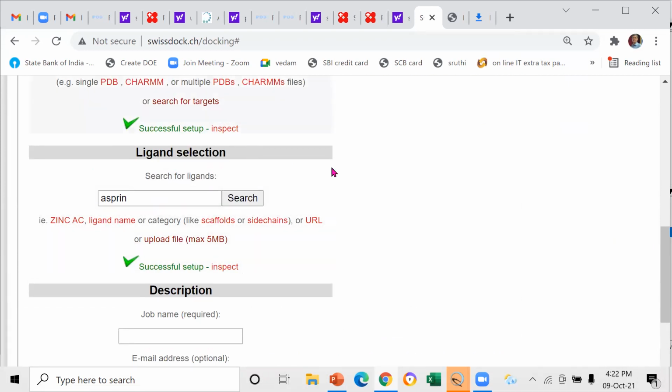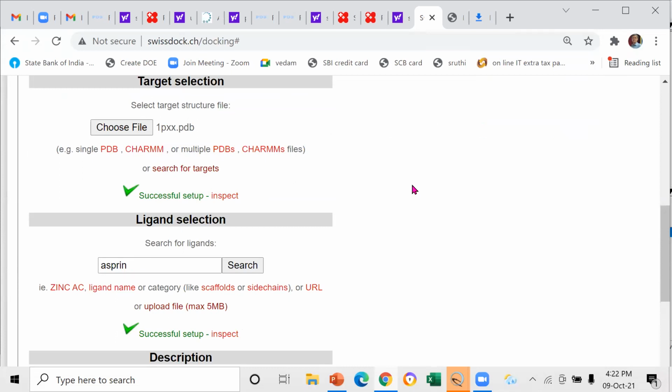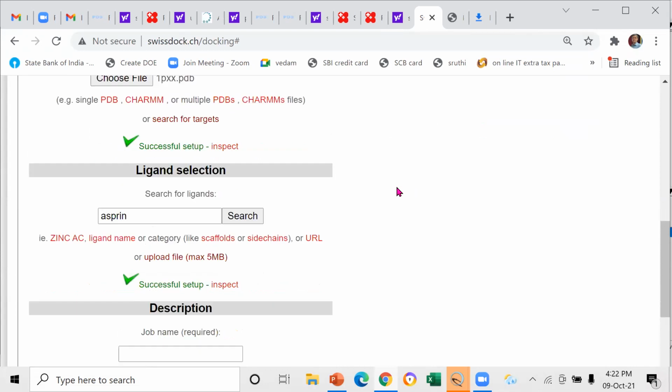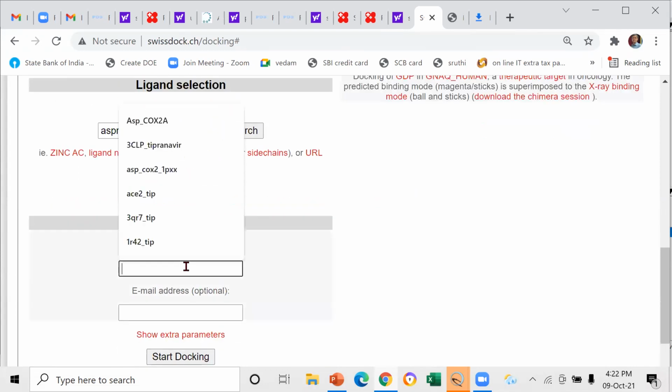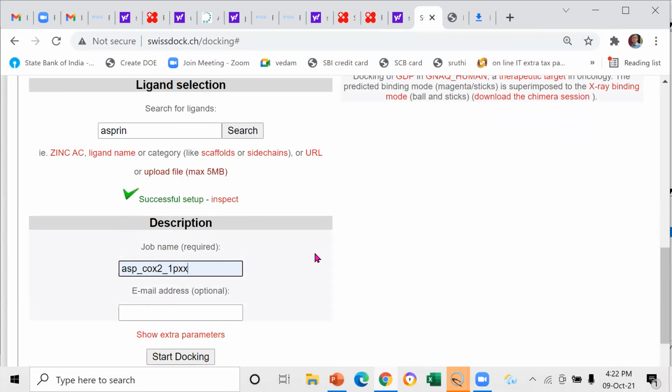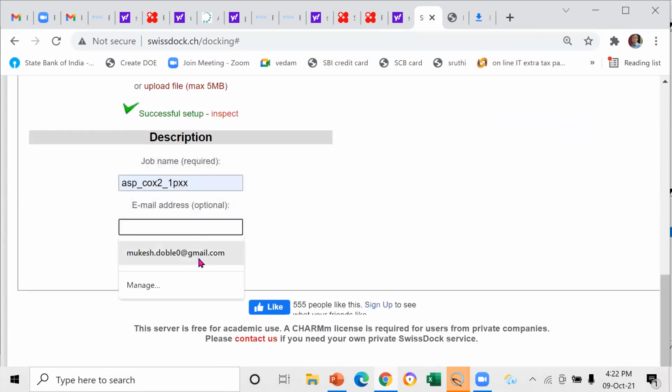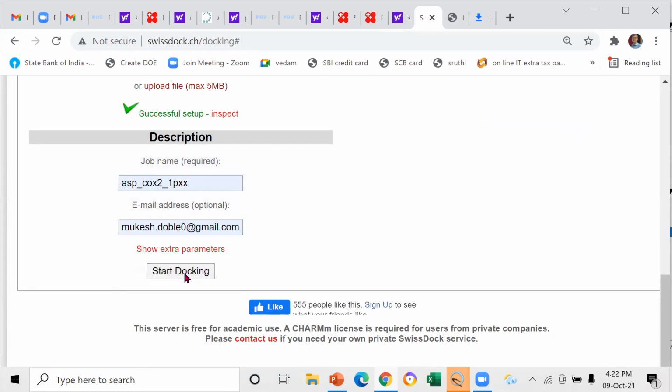Can you see this? The PDB 1pxx is cyclooxygenase 2 with aspirin, and then I give some job name, aspirin cox2 1pxx, and then I give my email ID. Were you all able to see this? Clearly visible. Then I say start dock, and my result will come in my email ID.